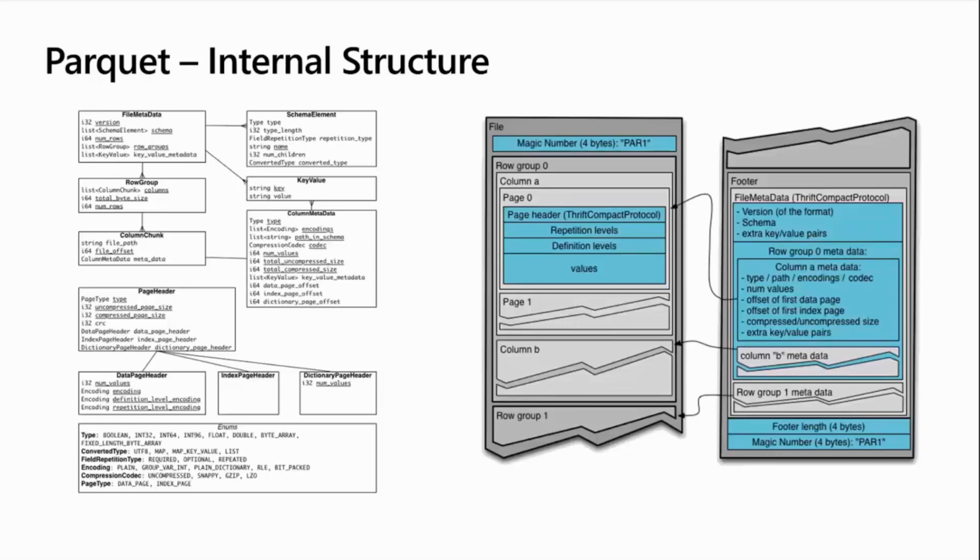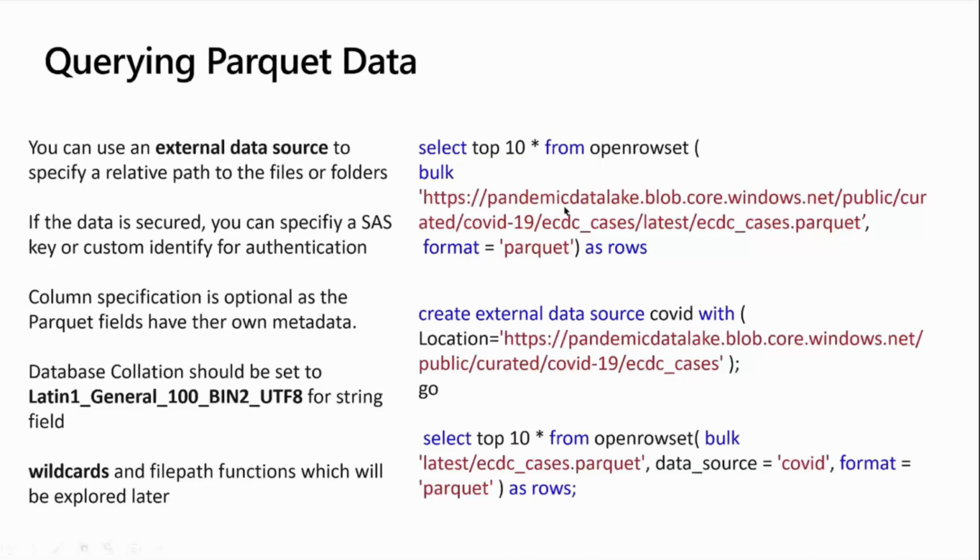Okay, column store works very similar to that. So I've got two examples here. One, I'm just showing you that I can query it directly. So there's no security on this. This is an open blob account that Microsoft maintains. And so I can select from this cases.parquet file, format Parquet, and just query the data.